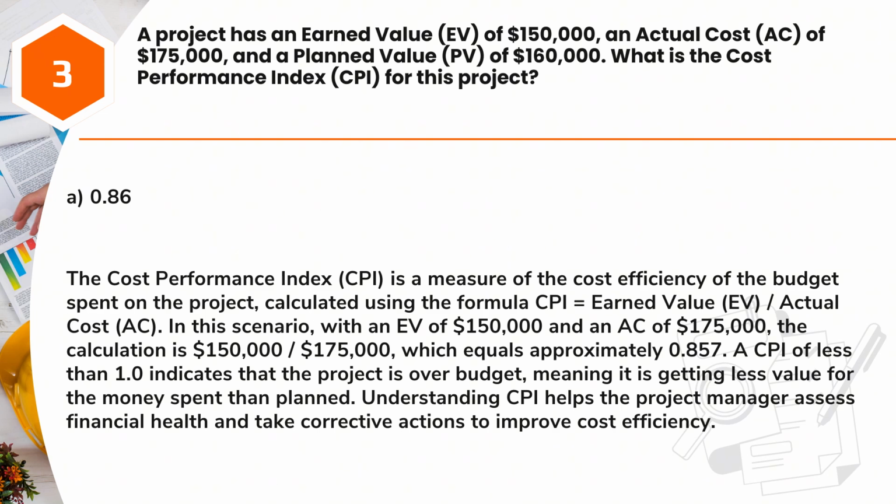A CPI of less than 1.0 indicates that the project is over budget, meaning it is getting less value for the money spent than planned. Understanding CPI helps the project manager assess financial health and take corrective actions to improve cost efficiency.